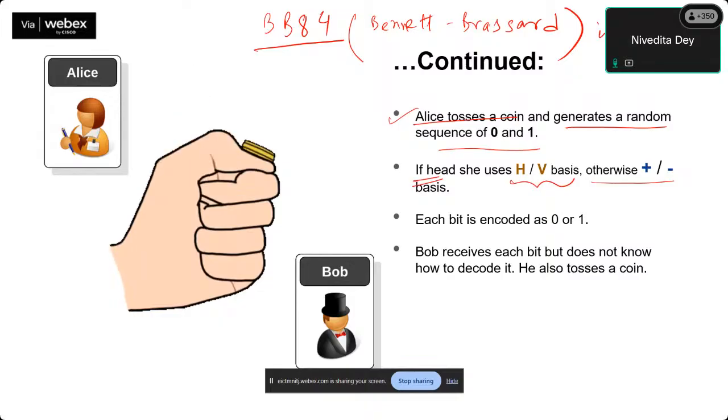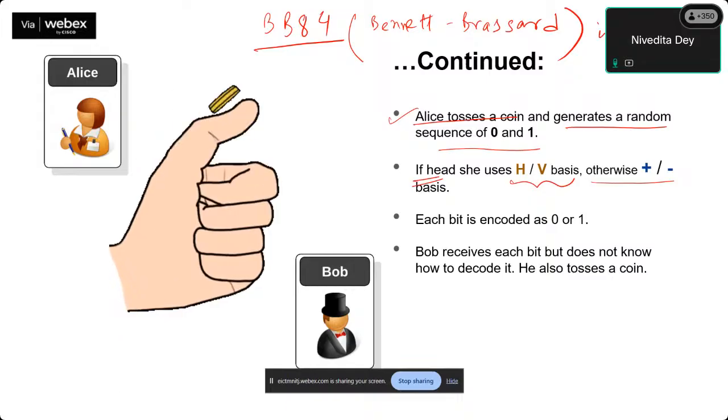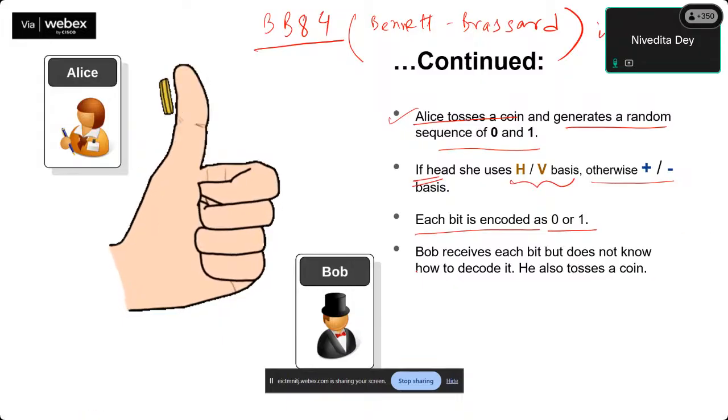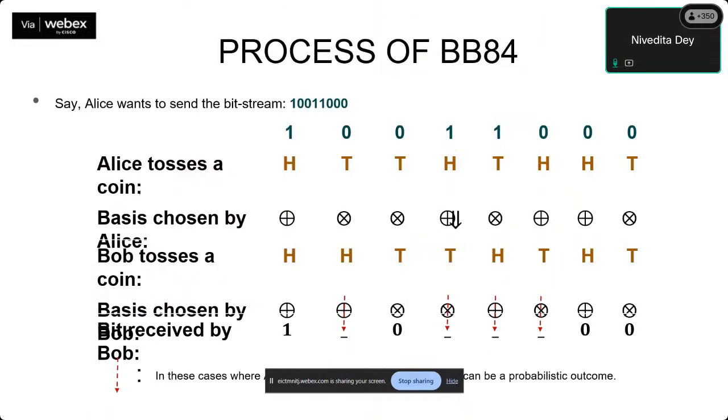But if Alice chooses a horizontal vertical basis, then the condition is Bob will also have to choose the horizontal vertical basis for his part of measurement as well. Okay. And here each bit is encoded as 0 or 1. And Bob receives each bit but does not know how to decode it. So he also will toss a coin. Let us see how it works.